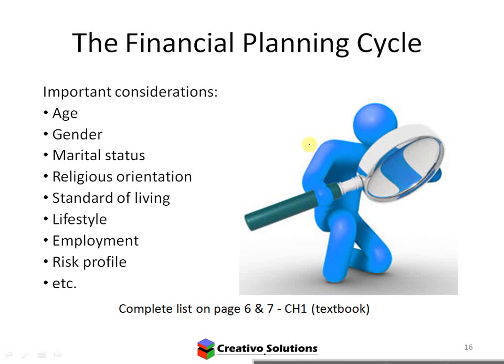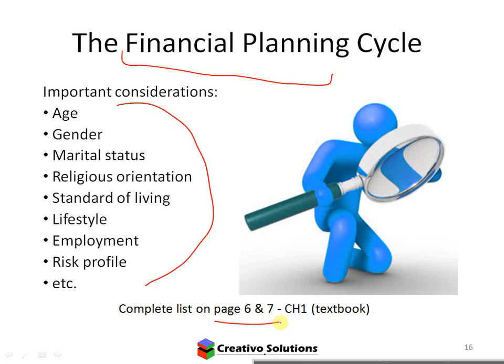So when looking at financial planning, what must we look at? Considerations: age, gender, marital status, etc. There is a complete list on pages 6 and 7 in the textbook. They give you a lot of different considerations. The most important one that we need to look at is probably what? Preference. Every individual, doesn't matter what age you are, what gender you are, whether you're married or single, Catholic, Christian, whatever, you're going to have a preference in terms of your goals and your background.